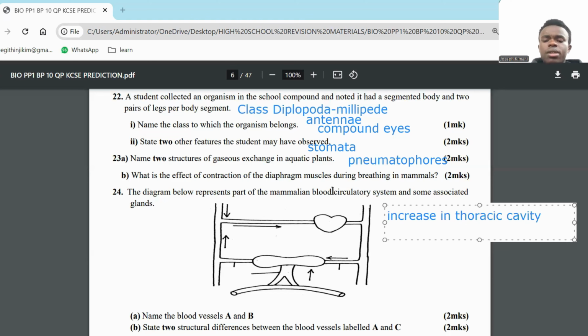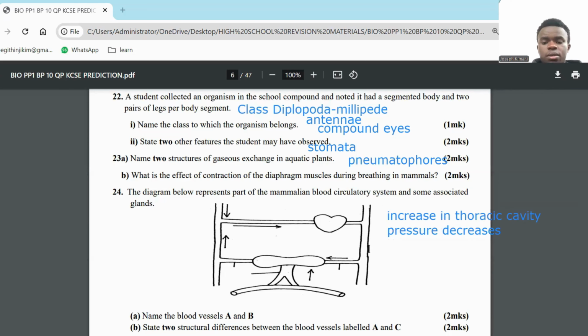What will happen about the pressure? The pressure decreases. The pressure in the lungs will decrease. Pressure decreases to allow air to flow into the lungs. Yeah, that's basically about it.